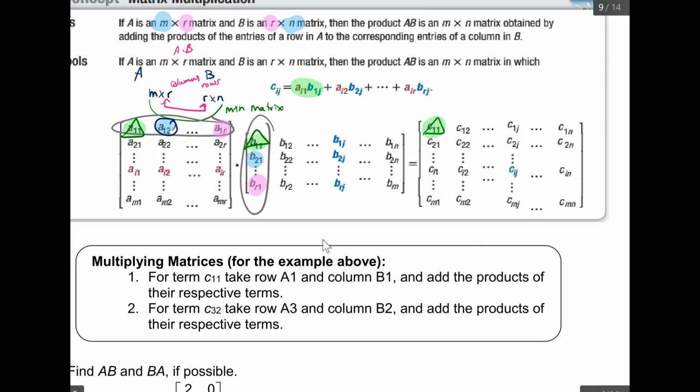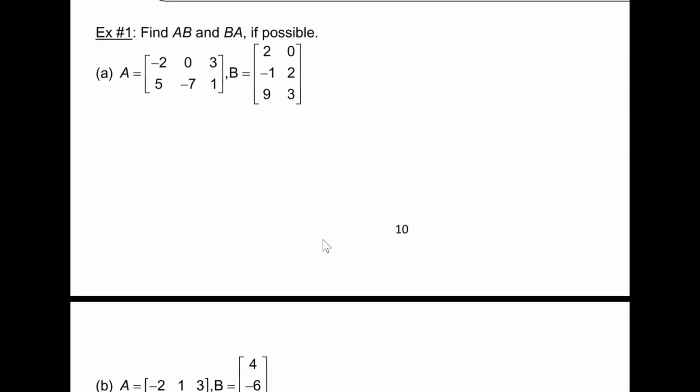If I take A12 and B21, it's a trick play. You add them together. So C11 is going to be the total addition of the first row and the first column. Okay, this is really confusing. Why don't we just go to the example? Let's just do the example.